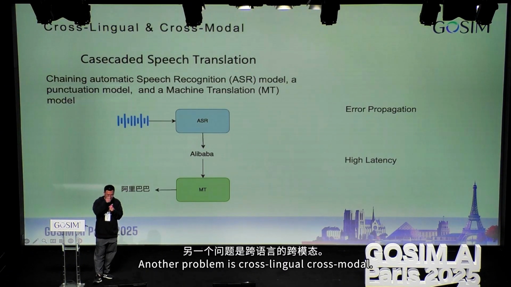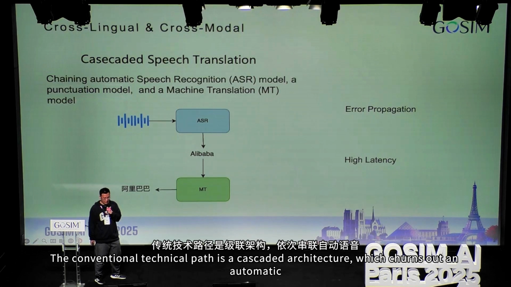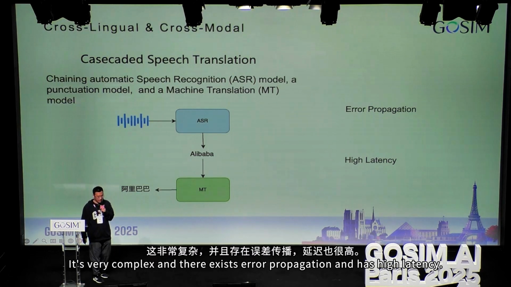Another problem is cross-lingual cross-modal. One of the typical applications is speech translation. The conventional technical path is a cascaded architecture, which chains an automatic speech recognition model, a punctuation model, and a machine translation model. It's very complex, and there is error propagation and high latency.